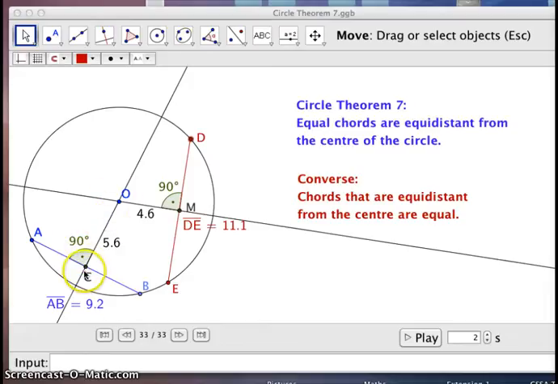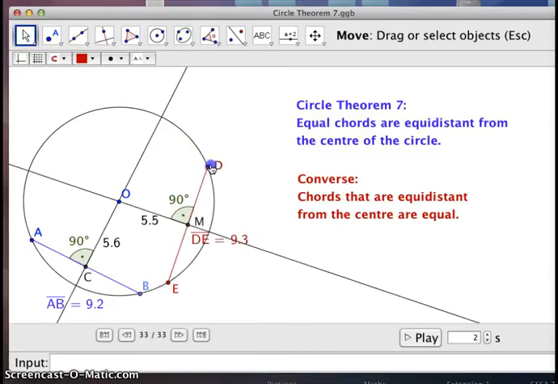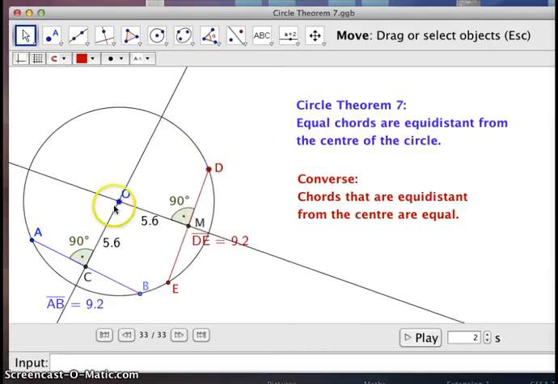Notice that the distance from O to C is different to the distance from O to M. That's because the chords aren't equal. So if I make those chords equal, so I'm going to make chord DE also equal to 9.2, and once it is equal to 9.2, now the distance from the center of the circle to the chord for both of those chords is equal. They're both 5.6.